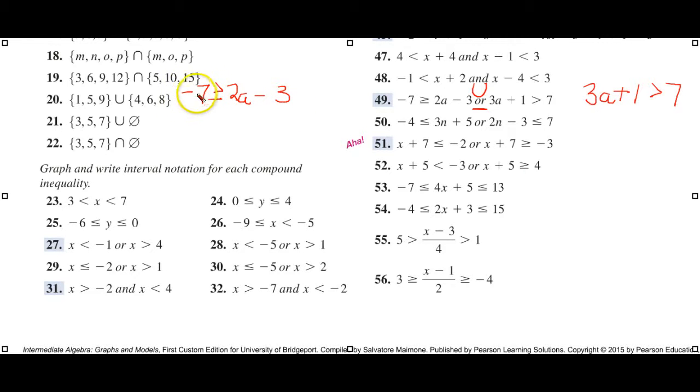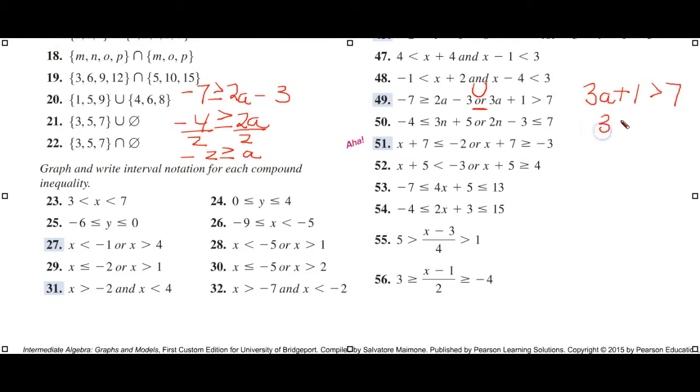So we have a 2a there, so I'm going to bring this over. This becomes a positive 3, so negative 4 is greater than or equal to 2a. I just added 3 to both sides. Now I'm going to divide both sides by 2. So I get a is less than or equal to negative 2. So that's one part of it. Then I do the other part.